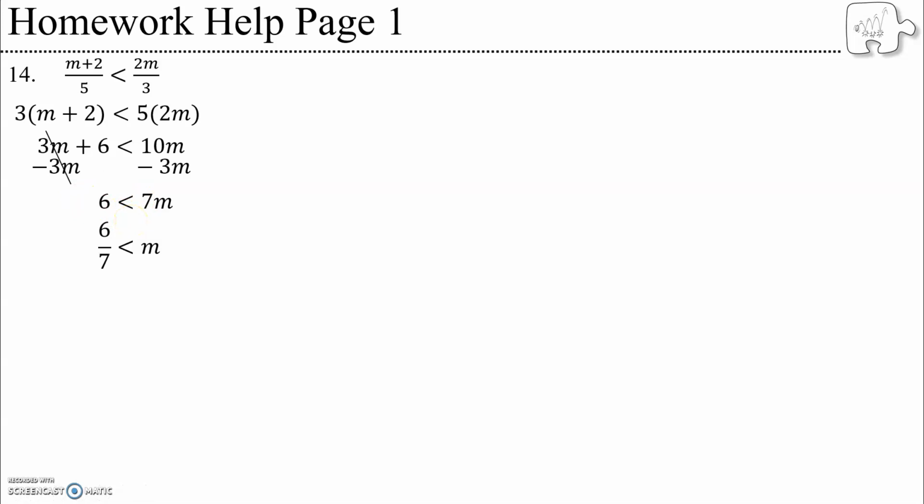So the only thing that you guys got to be careful about is remember, even if you subtract, it's still not going to change. It's just if you divide or multiply by a negative number.